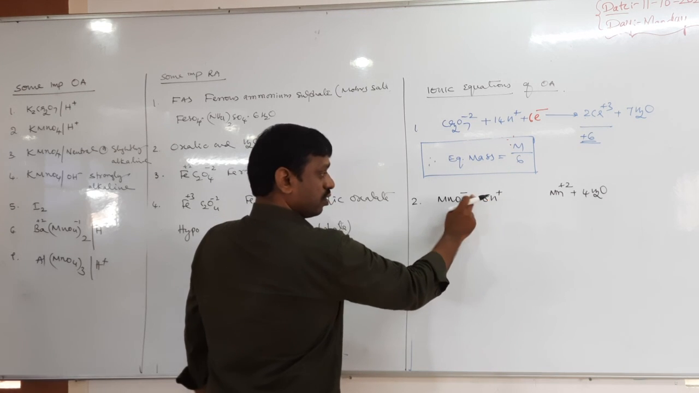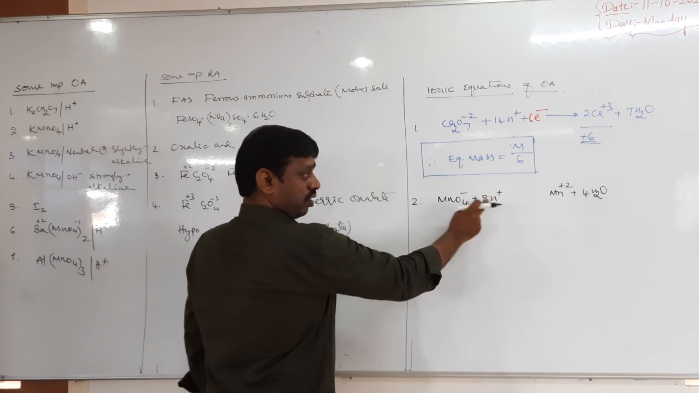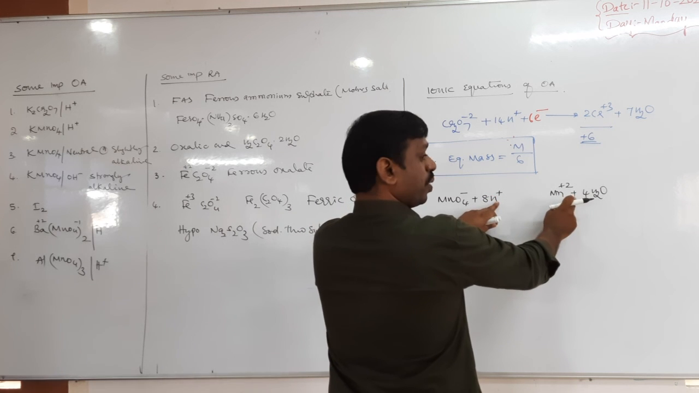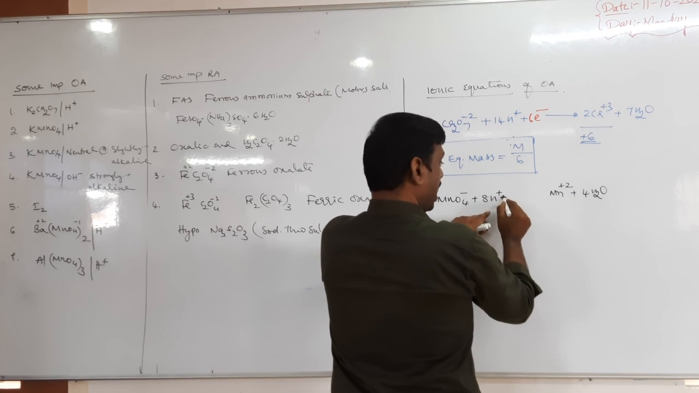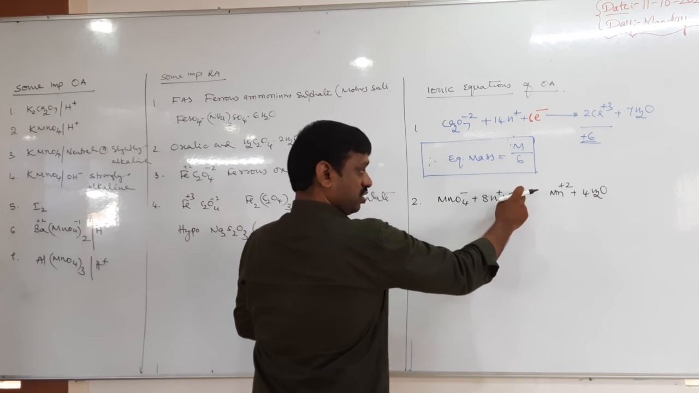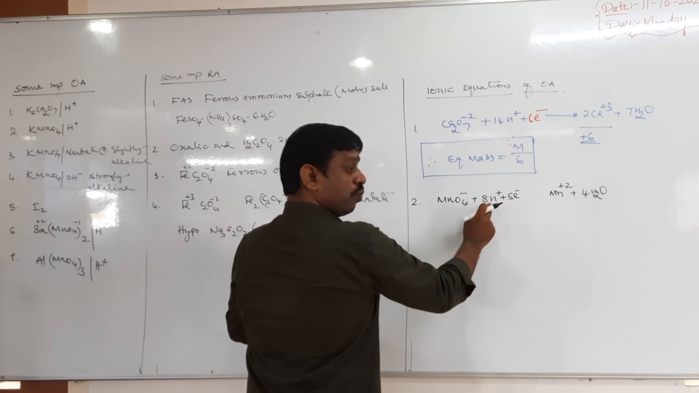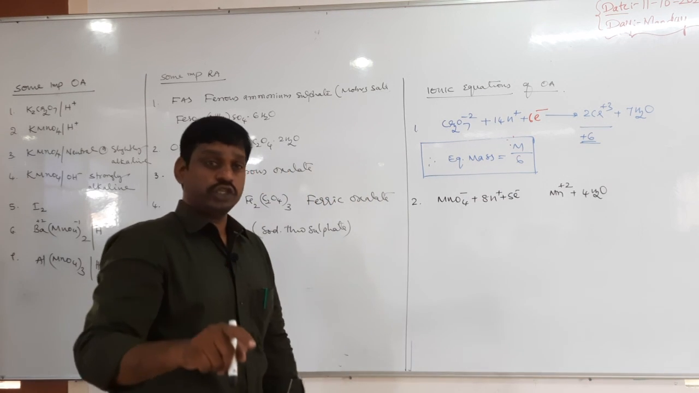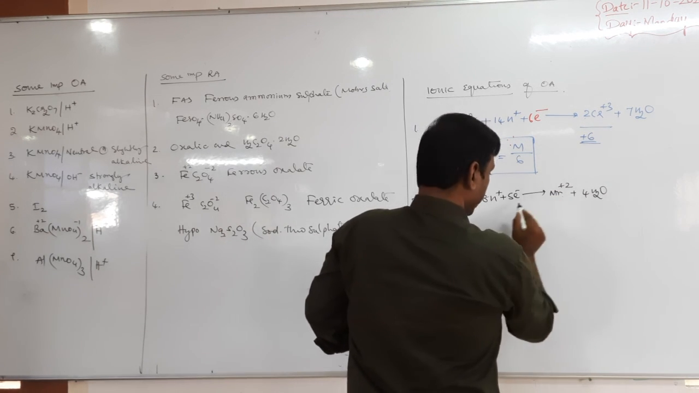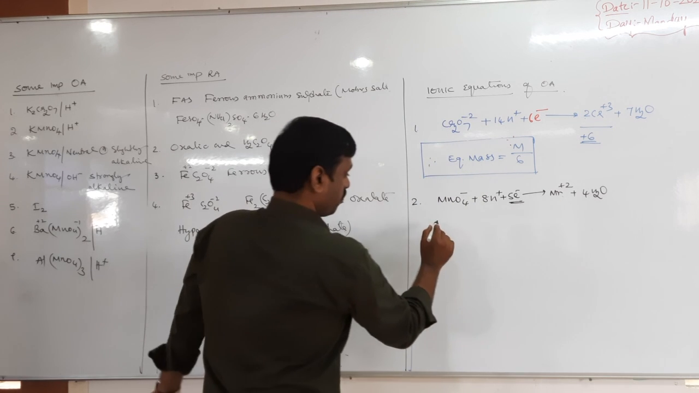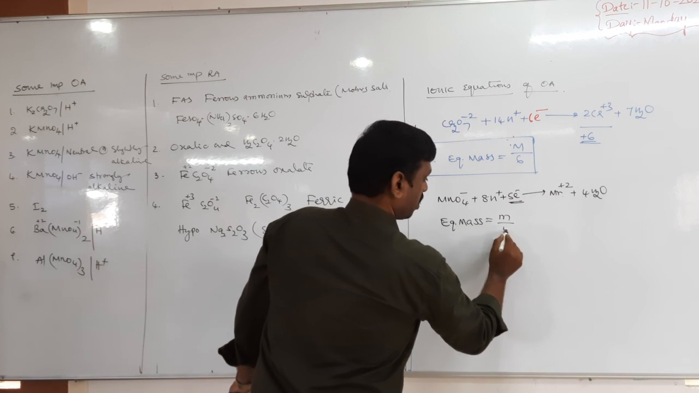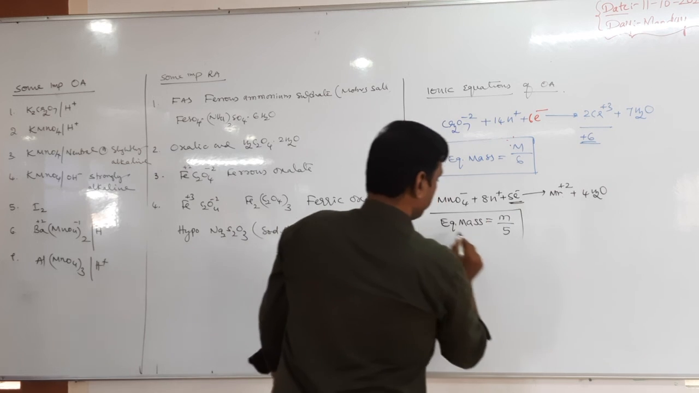Then balance the charge. Here 8 H+, here is 1 negative. 1 negative and 8 positive gives 7 positive, and on the other side 2 positive. So add 5 electrons. Now it becomes 1 electron plus 5 electrons, which means total 6 negative and 8 positive. What remains? 2 positive, 2 positive. It means 5 electrons are required. So therefore, what is the equivalent mass? M by 5, molecular mass by 5.